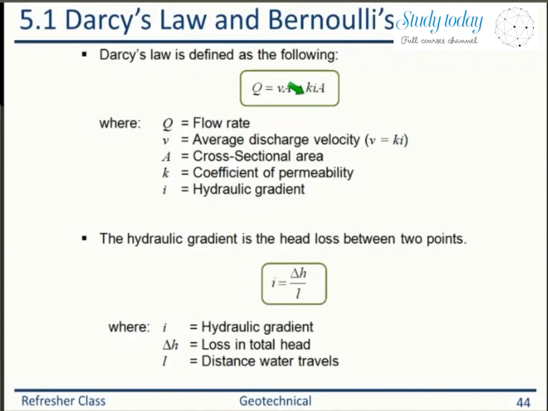For us, this coefficient of permeability K, sometimes known as the hydraulic conductivity of the soil, is determined in the lab, so that shouldn't be a problem. What is the problem is, what is this i? Hydraulic gradient i is defined as the difference in total head between two points of interest divided by the distance between the points of interest.